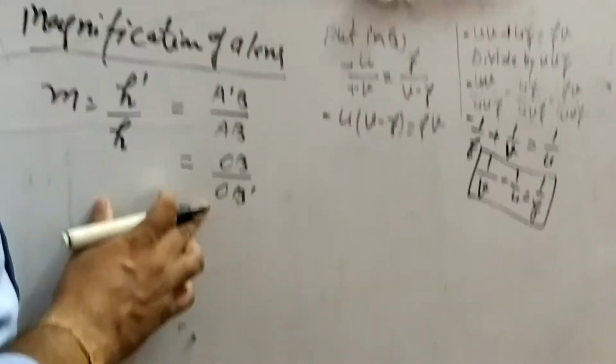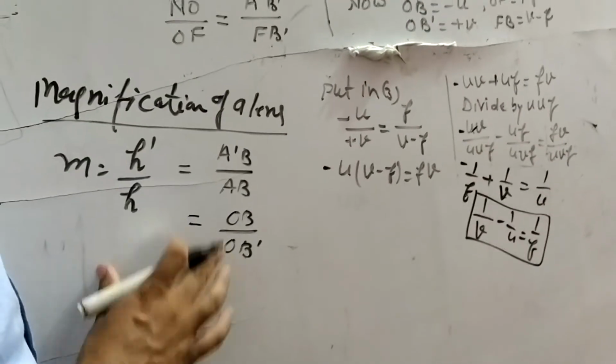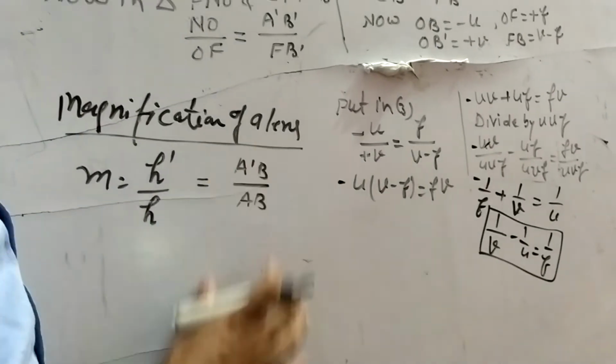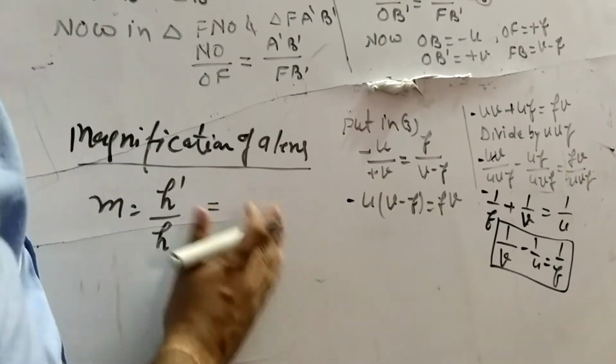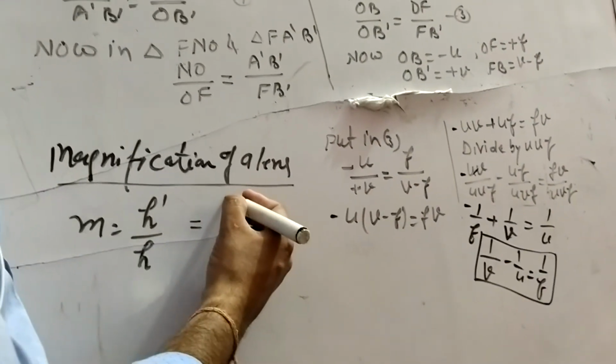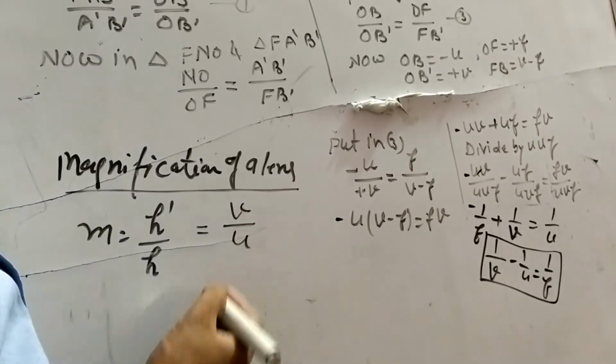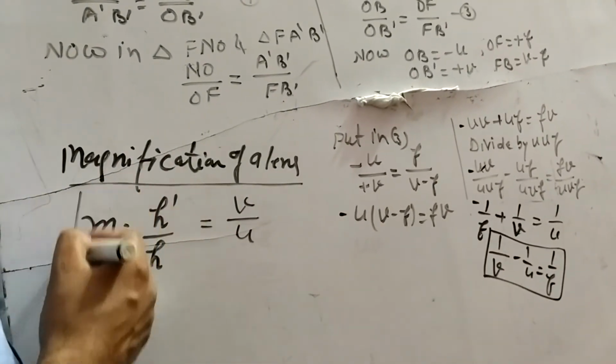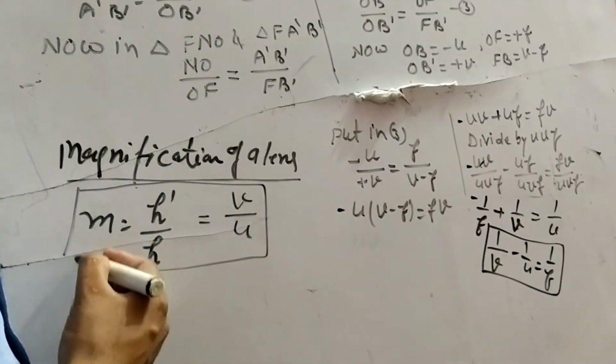right? Yes or no? Yes. Okay. Now when we simplify this, we can find this is equal to v upon u. So this is the formula for magnification of a lens.